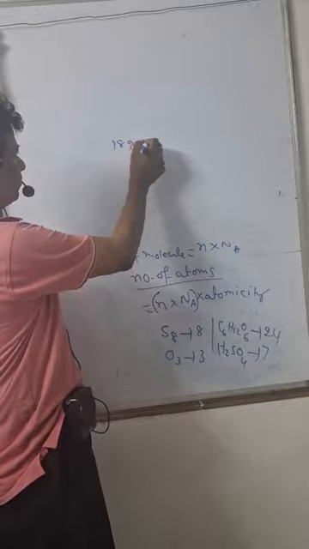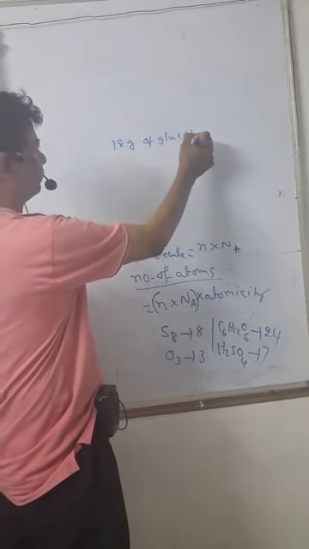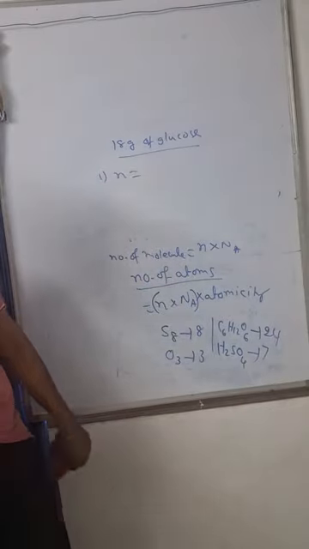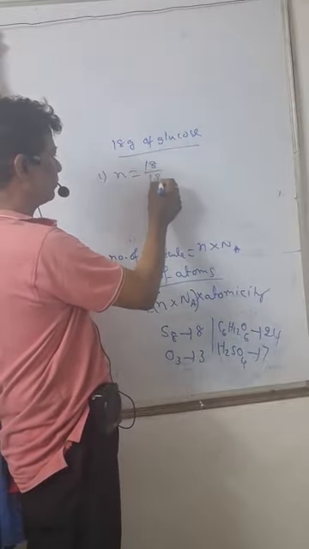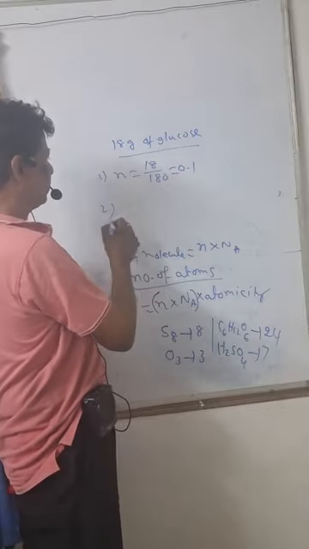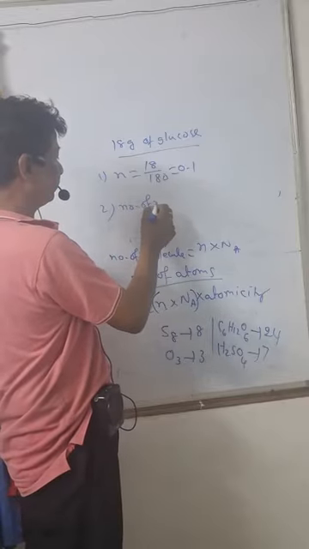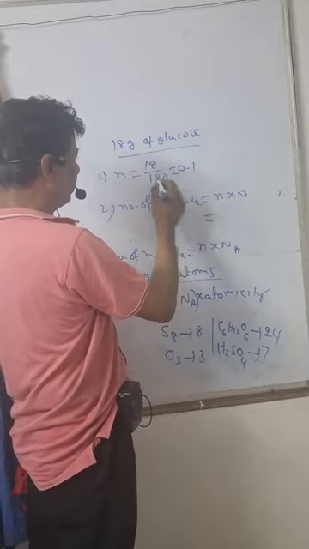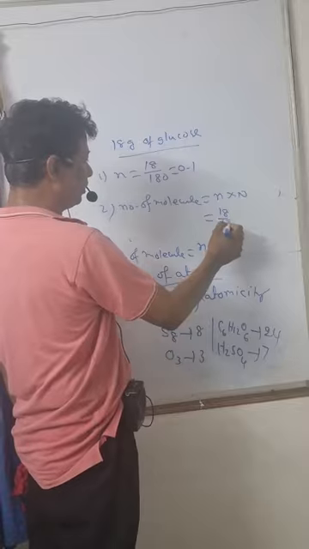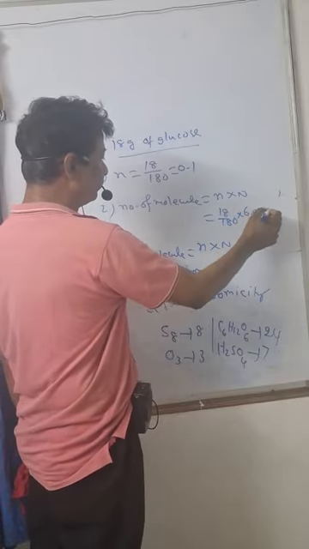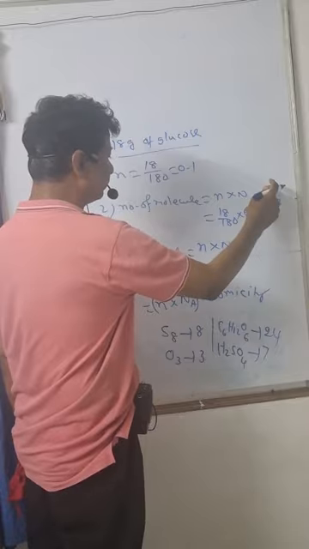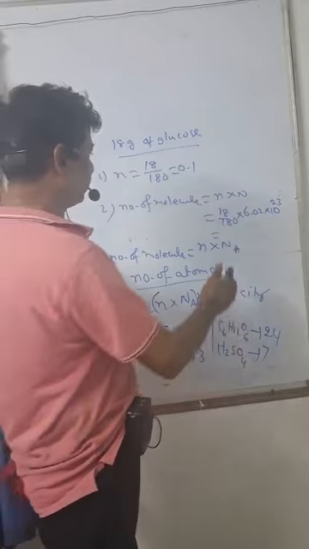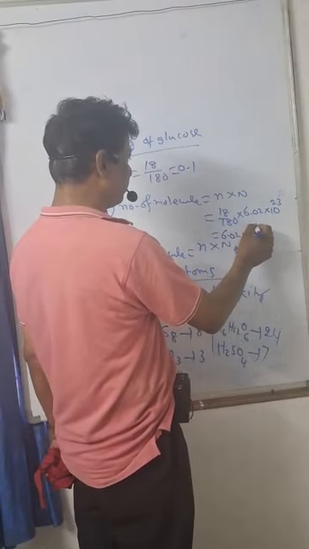Suppose 18 grams of glucose. First question, number of moles. How many moles are present? Weight by molar mass, 0.1. Second one, number of molecules. Small n into capital N. Small n is 0.1. Here 18 by 180 into Avogadro's number. It is equal to 6.02 into 10 to the power of 22.